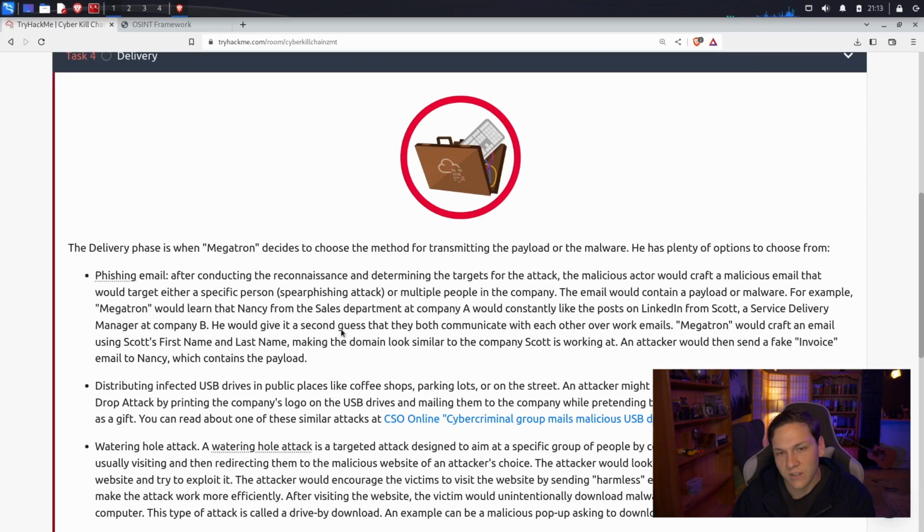The delivery phase is when Megatron decides to choose the method for transmitting the payload or the malware. He has plenty of options to choose from. A phishing email.